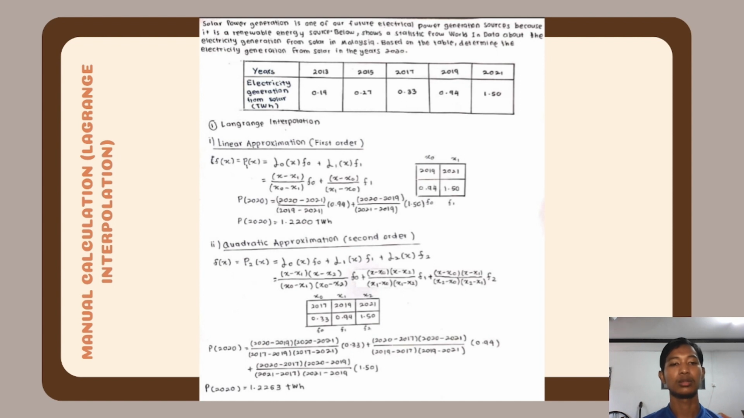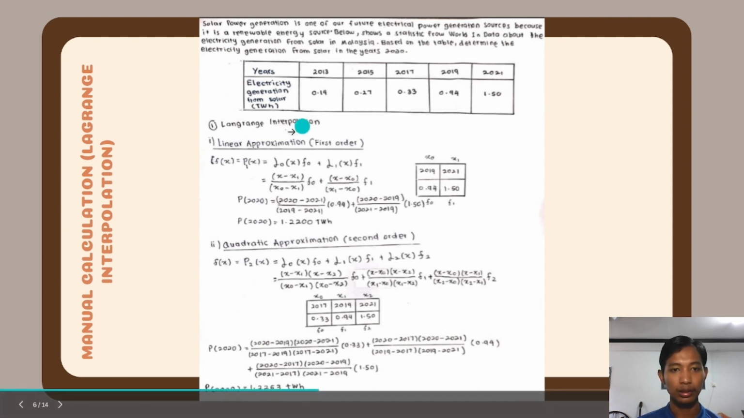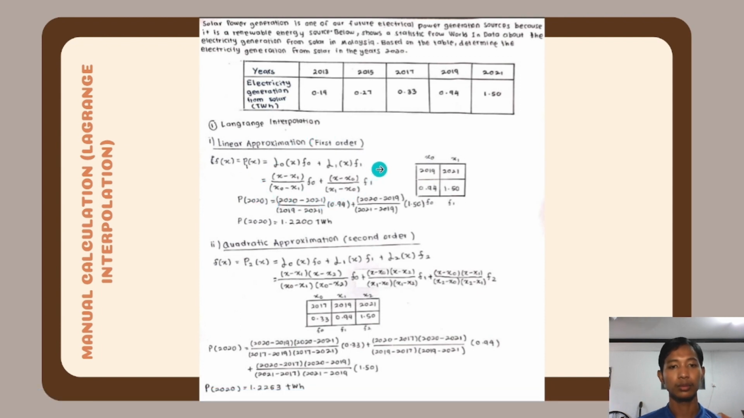As we know, in Lagrange interpolation there are four different orders. So let's see the first order first. The first order is linear approximation. This is the formula for the linear approximation. After we have the formula, we choose the data needed for the formula. As you can see here, we need two different data. So we choose two data points around 2020, which are 2019 and 2021.